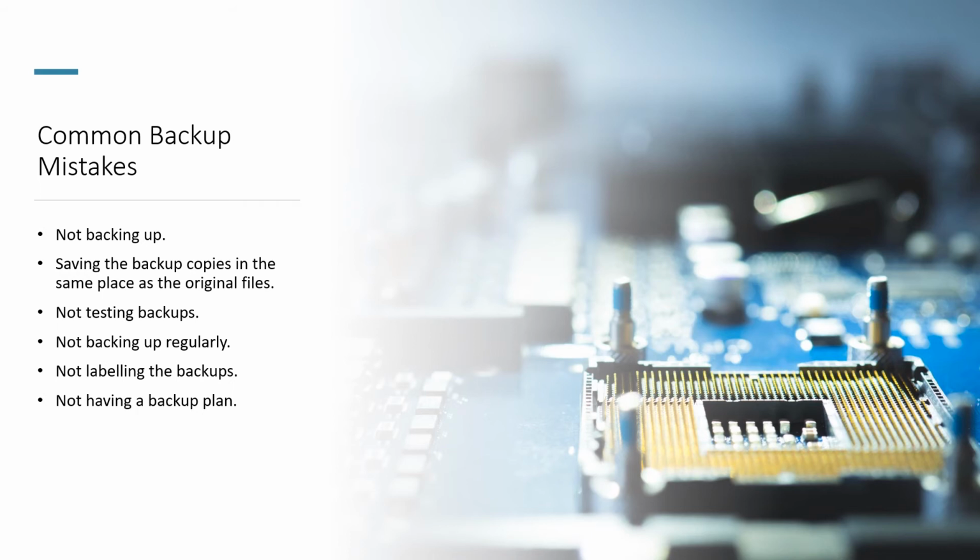Not labeling the backups is another big problem. You not only want to label it, but also keep a record of your backups as well. This will make it much easier to find should a disaster or incident occur. If you are using any external options, label them physically. Any cloud or network-based storage should be labeled with names as well.